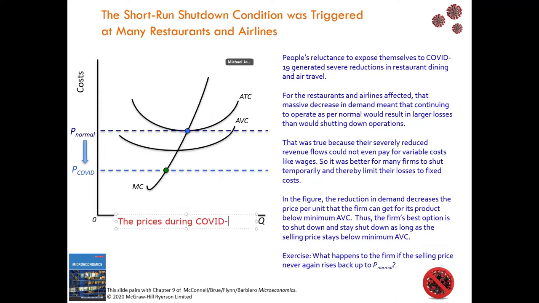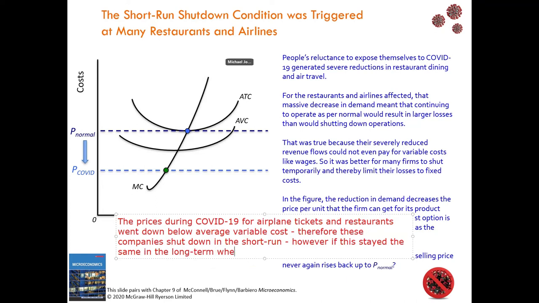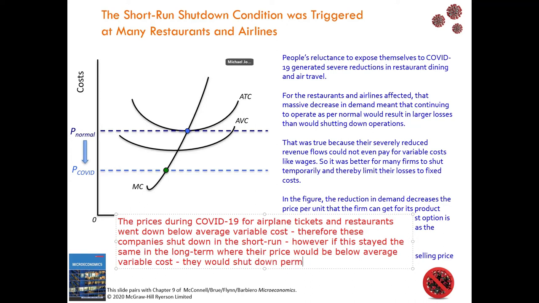And then also here, the prices during COVID-19 for air travel, airplane tickets, and restaurants went down below average variable costs. Therefore, these companies shut down in the short run. However, if this stayed the same in the long term, where their price would be below average variable cost, they would shut down permanently. So that was a concern.